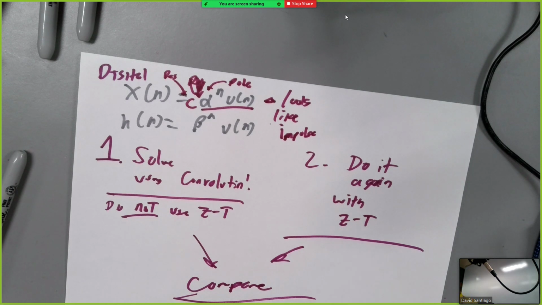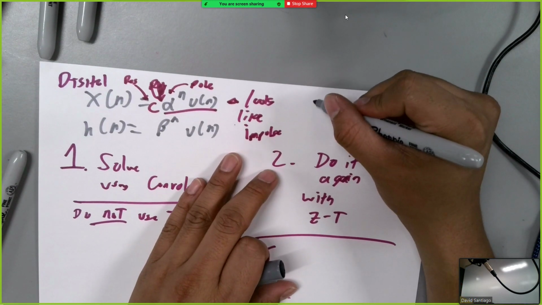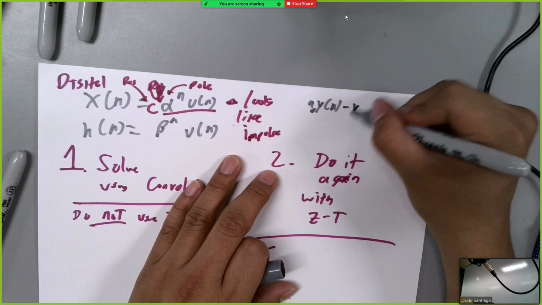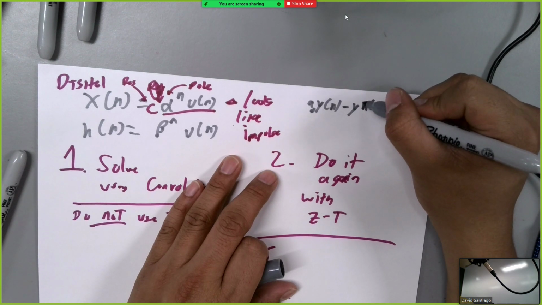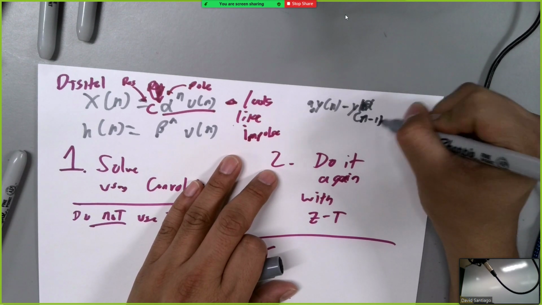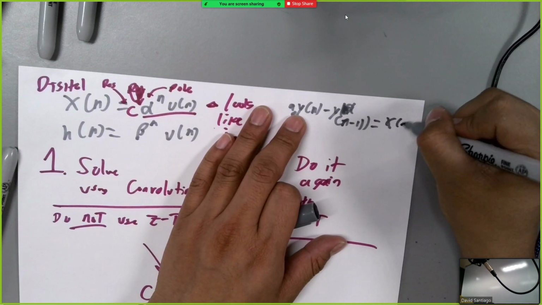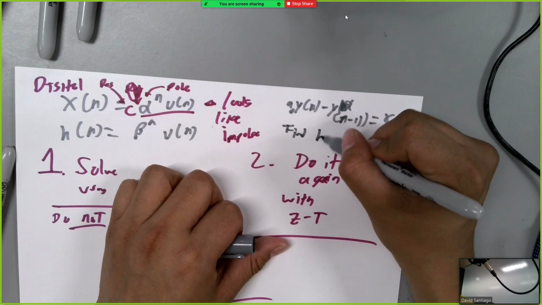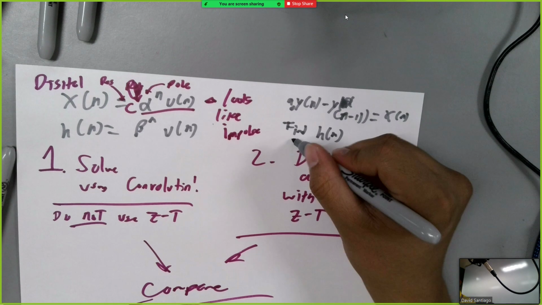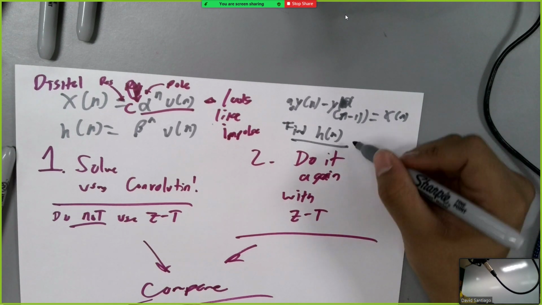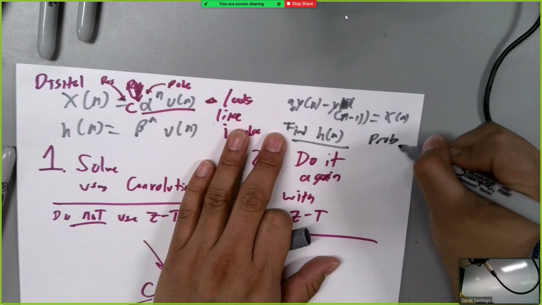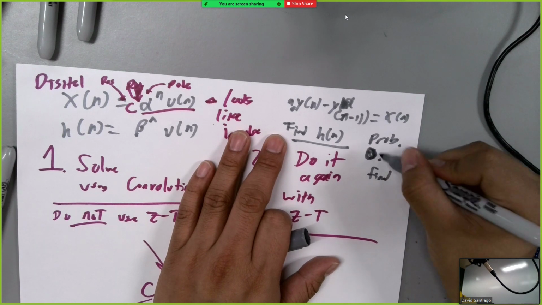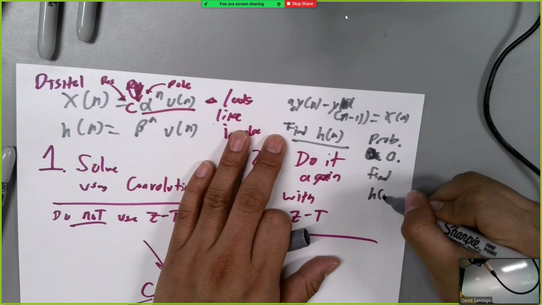So what happens if he gives you a difference equation like, I don't know, a y of n minus 0 y of n minus 1 is equal to x of n. Do you know how to find the impulse response? Can you find that? All right. So then he's gonna make you solve this. This is probably problem 3. Or actually not problem 3, this might be problem 0. Find h of n.